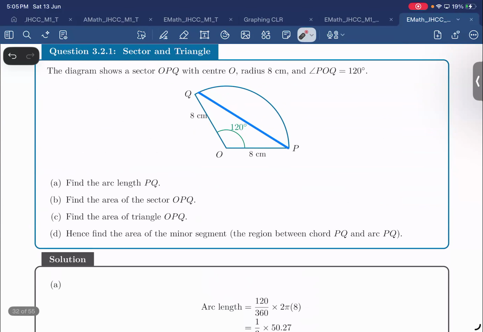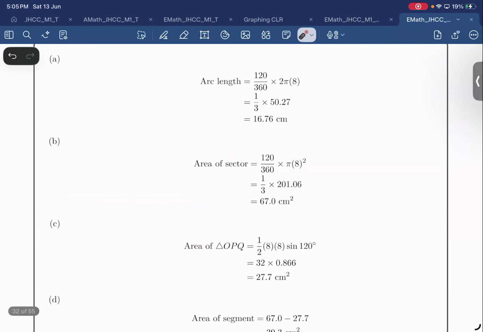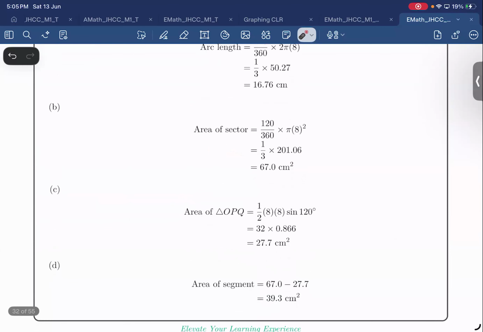And lastly, find the area of the minor segment. The minor segment, as I said, is here. It's just going to be the area of the sector, the whole thing, minus the area of the triangle. So 67.0 minus 27.7 is 39.3.